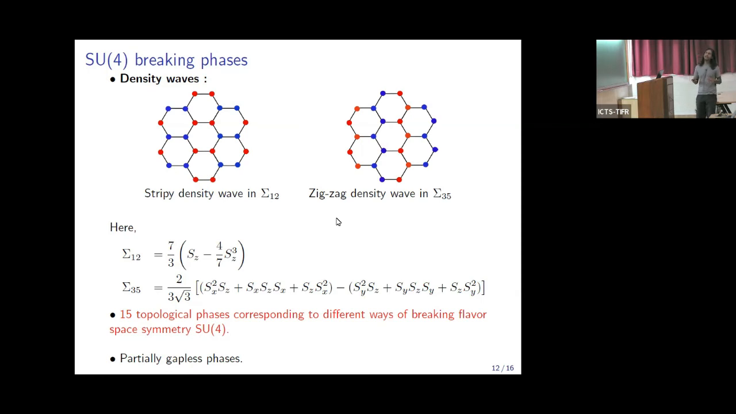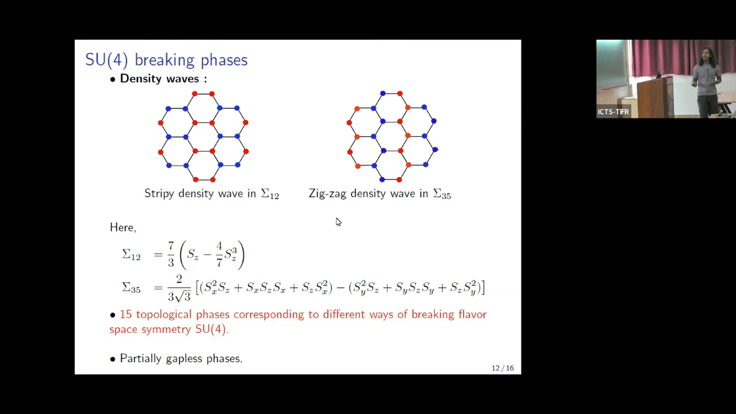So other phases are like some density waves, which have either some zigzag pattern or some density wave pattern, but not in charge. For example, there is a density wave pattern of sigma 1,2, where sigma 1,2 is this operator defined in terms of spins. So these are different kinds of phases that appear in this model driven by interactions.